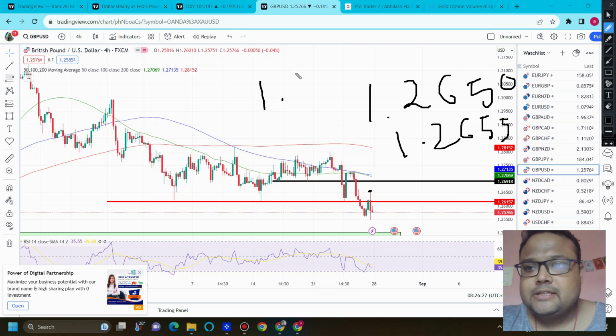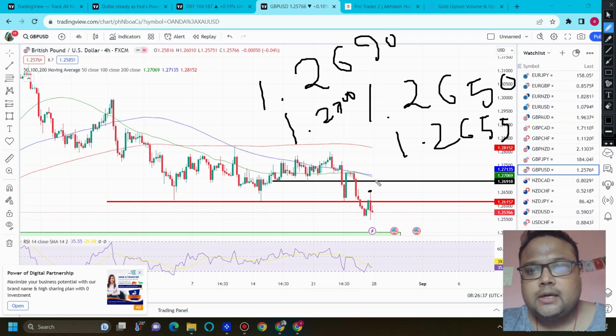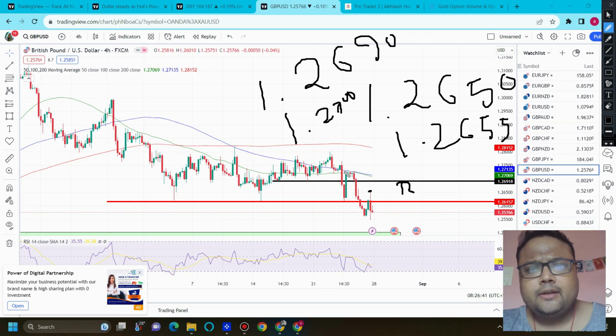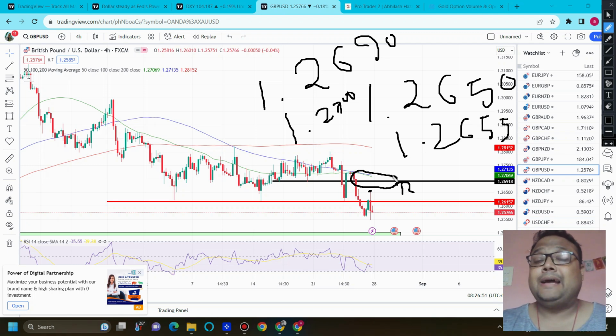And the next level is around 1.2690 to 1.2700. Why? Because here we can see the previous support is standing as resistance, and along with that we can also see the 50 moving average and 100 moving average present around the same area. So if we combine both the factors here, price action plus dynamic resistance, 1.2700, 1.2690 seems to be a logical resistance if GBP USD shows upside.